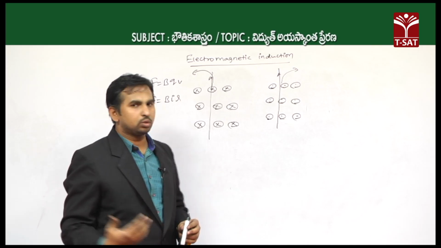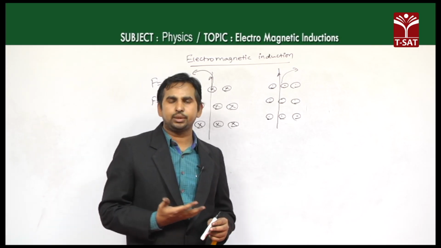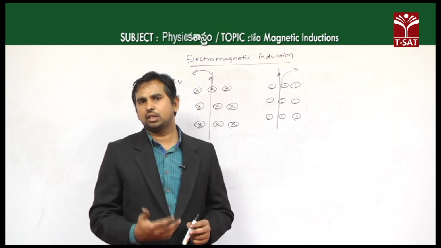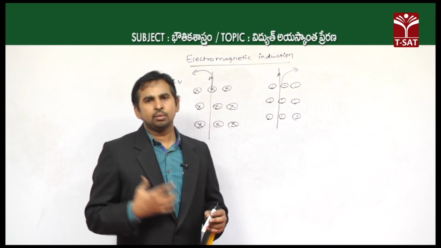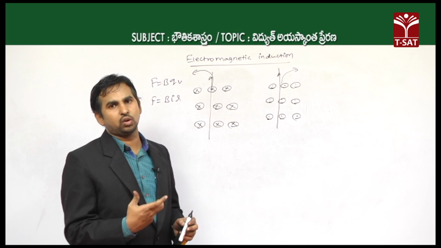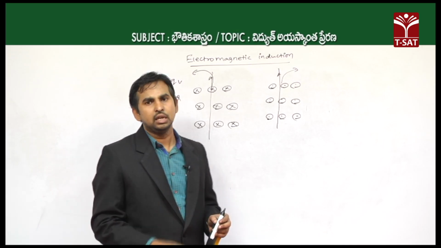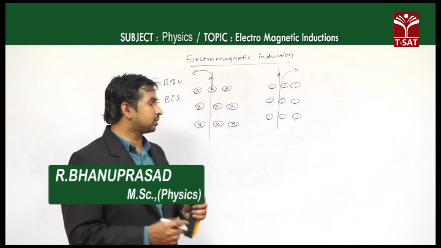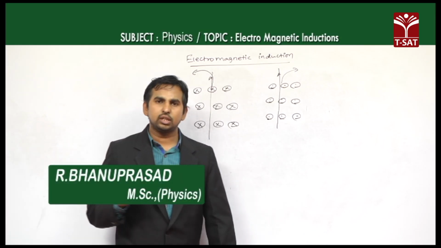Like this, we can use it for a straight conducting wire, or even for a circular wire, or even a solenoid. But in the case of the solenoid, most of the time the magnetic lines of forces behave just like a bar magnet. So that is why sometimes they are asking the question about the magnetic field around a solenoid.